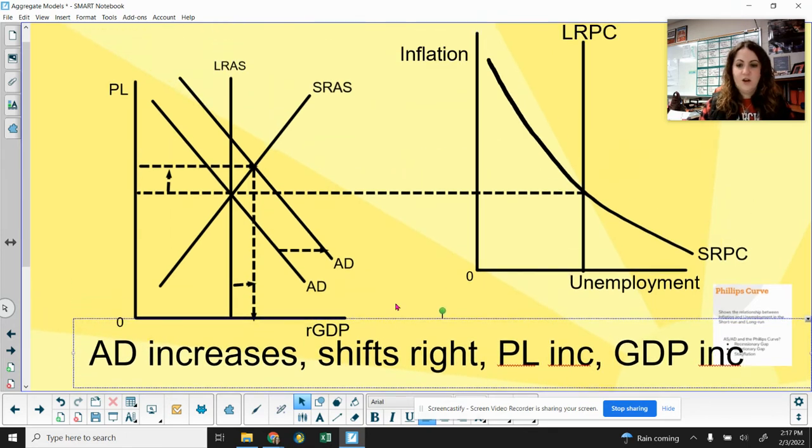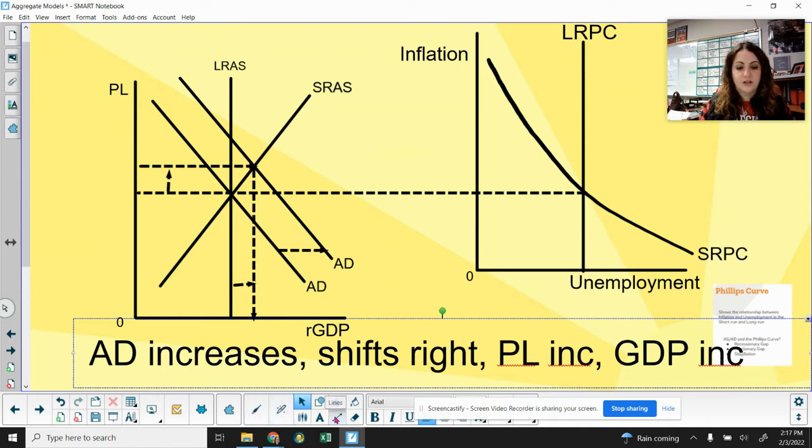There we go. We see that on the graph right here. Prices are going up and GDP is going up. Okay, so if prices are going up, that means inflation is going up because that's the same thing. And when GDP is growing and getting bigger, that typically means the economy is getting better. And when the economy gets better, unemployment actually falls.